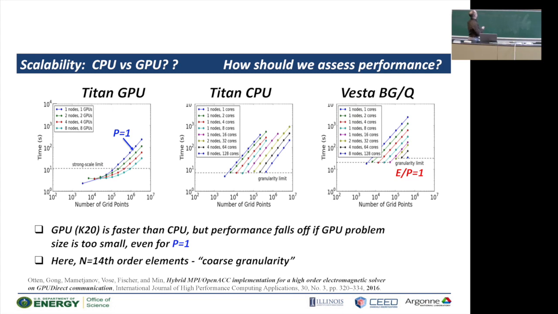So here's GPU results on Titan, here's CPU results on Titan, and this is Vesta, which is kind of a GPU. And so the granularity limit here is where we have one spectral element of degree 14 per MPI rank. You can't subdivide, that's the atomic unit. And so it takes maybe 20 seconds on Vesta, which had relatively slow CPUs. It's faster on Titan. And then we have here the GPU.